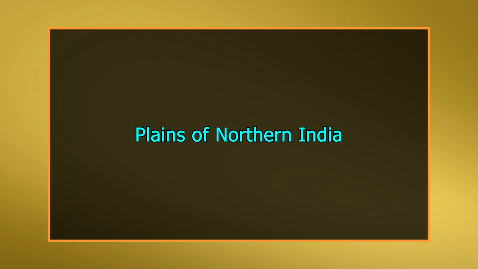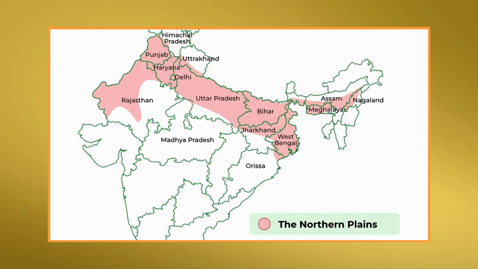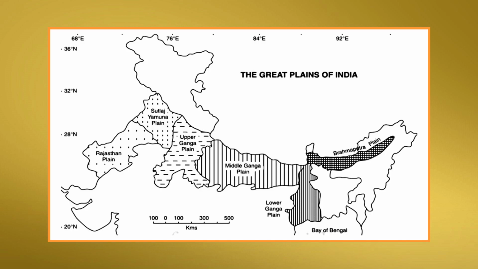Now we are going to discuss the plains of northern India. These plains are situated in the east-west direction between the Himalayas in the north and the Deccan Plateau of peninsular India in the south. They form a continuous stretch of alluvial land varying in width from 500 km to 240 km. The Satluj Plain in the west, the Ganga Plain in the middle, and the Ganga Delta and the Brahmaputra Valley in the east constitute these plains.